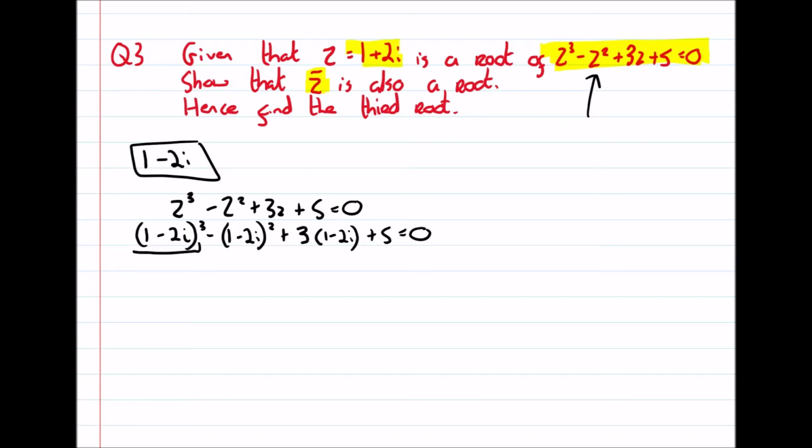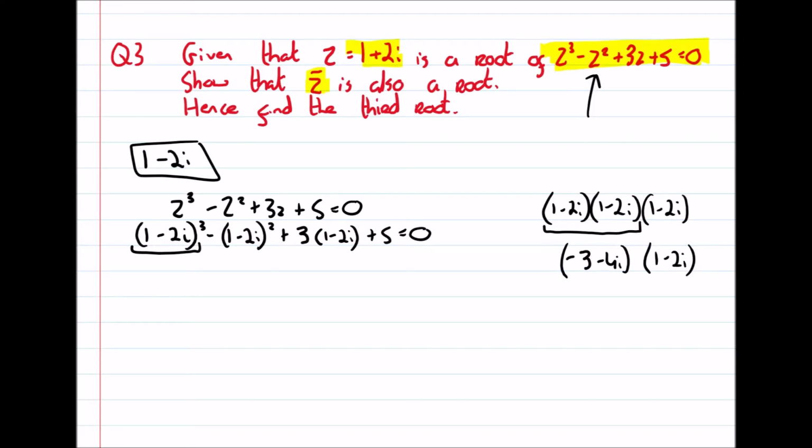First thing I'm going to do is find out what this is. So it's (1 minus 2i)(1 minus 2i)(1 minus 2i). I'll find out what this is first. If I square it out, I will get minus 3 minus 4i. If I multiply that then by the 1 minus 2i again, I will get minus 11 plus 2i. Okay, so this is minus 11 plus 2i.